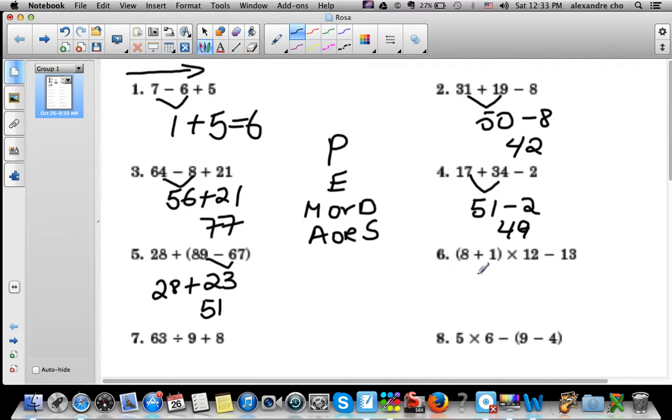Alright, 6. Again, there's a parenthesis, so we have to take care of these two fellas over here. Okay? 8 plus 1 is 9. There's nothing else to do. Then we're going to copy the rest. Times 12 minus 13. Parentheses taken care of. Exponents, no exponents. We do have a multiplication, so we need to take care of that first. 9 times 12 is 108. Okay, minus 13. And that should give us 95.